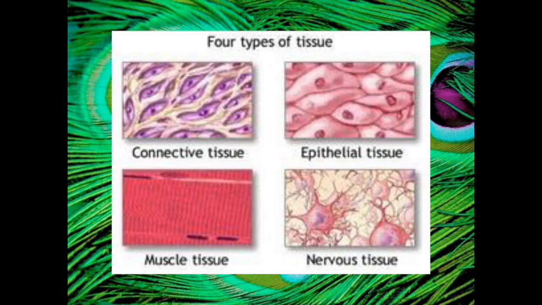Muscle tissue, which we're going to talk about in Chapter 4, contains cell material with a specialized ability to contract and relax. Nerve tissue, which we're going to talk about in Chapter 10, contains cells which are specialized in the ability to react to stimuli and conduct electrical impulses.